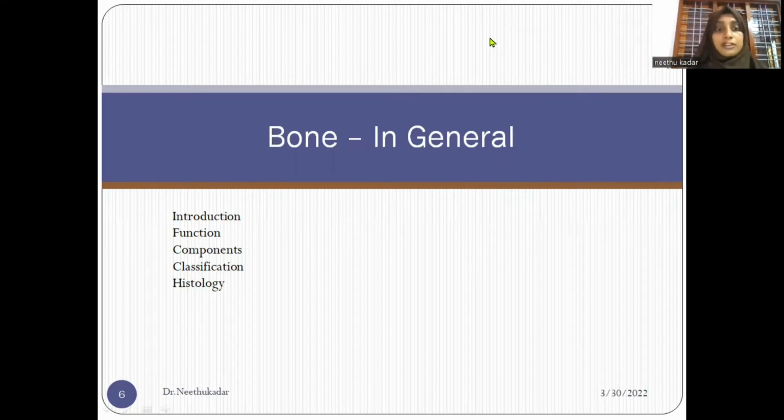Introduction, function, components, classification, and histology. Coming to the introduction.